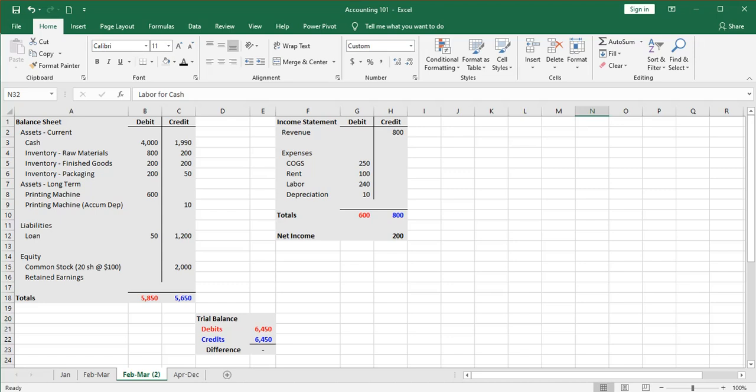The first thing we're going to do is convert some more of our raw materials. We have a $600 balance in raw materials. We're going to take 400 of it out and convert that into finished goods. So I'll go ahead and debit finished goods for the other side of that $400 transaction. That's going to cost us $480 in labor. So I'm going to add $480 over here to make those t-shirts, and that's going to cost us $480 in cash. So I'll credit cash for $480.